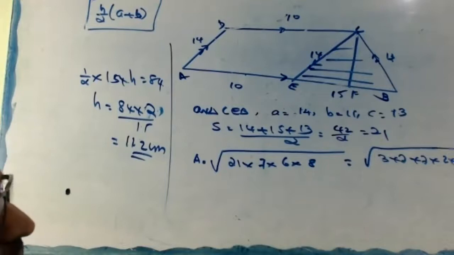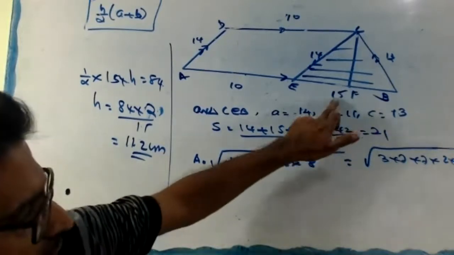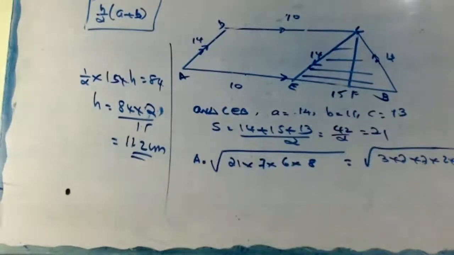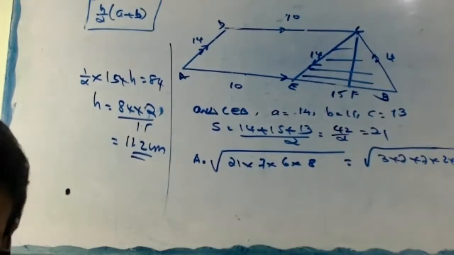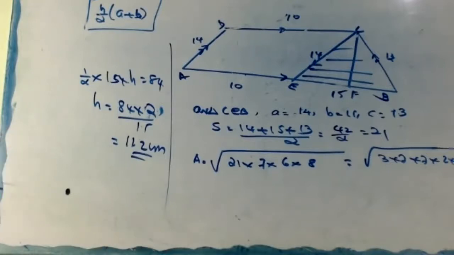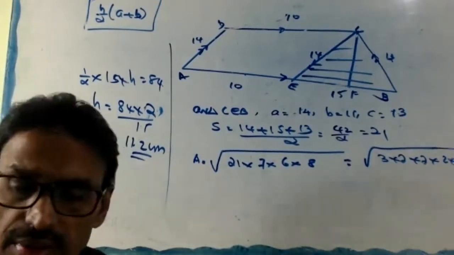A equals 14. You write in your book instead of typing. A equals 14, B equals 15, C equals 13. Okay, you find the area using Heron's formula and tell me. Using Heron's formula, find the area of triangle CEB. Do that one.